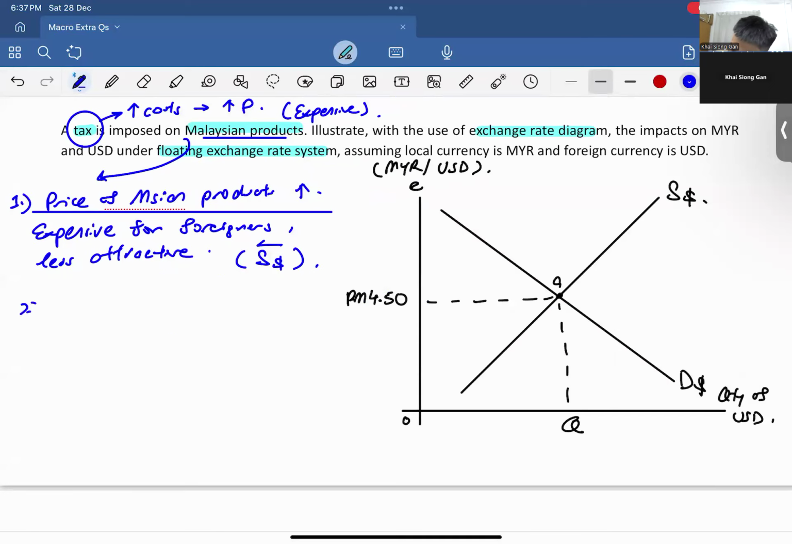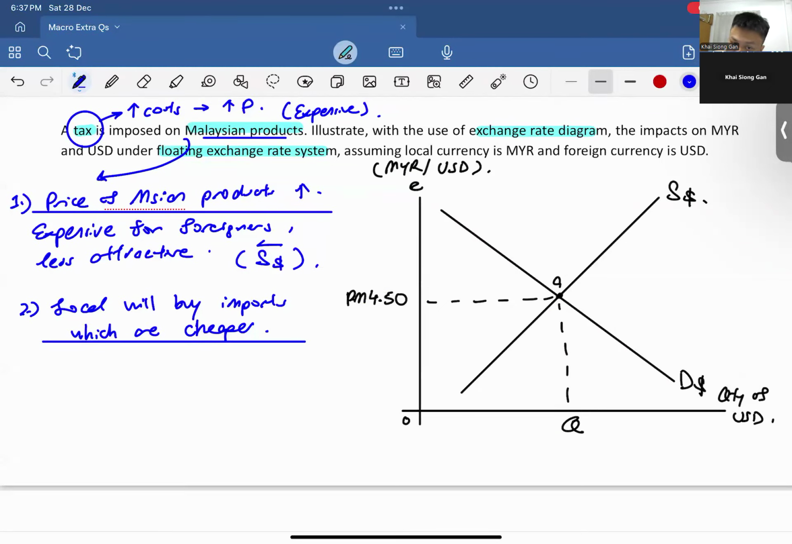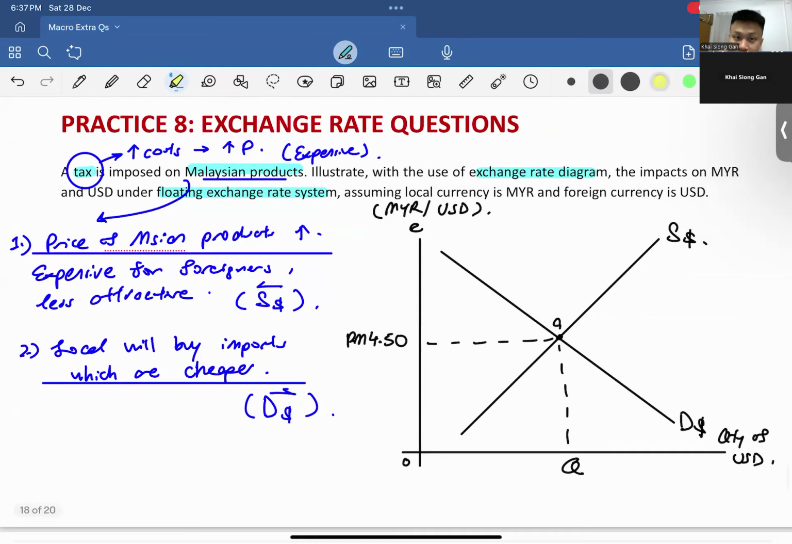Okay. Second impact, locals will find it expensive also, so they will buy imports which are cheaper. Let's say they feel that US products are cheaper, so they will buy more US products. So the demand for US dollars will increase. So you have two impacts over here. Doesn't matter which one you draw first. At the end, at least you have these two impacts. One is demand for US dollars increases, supply of US dollars decreases.